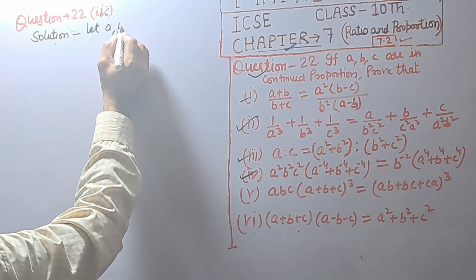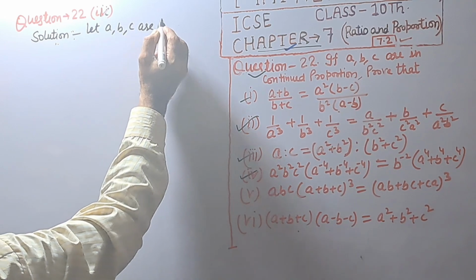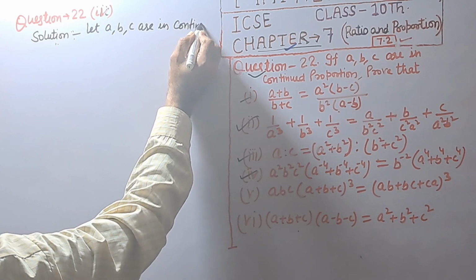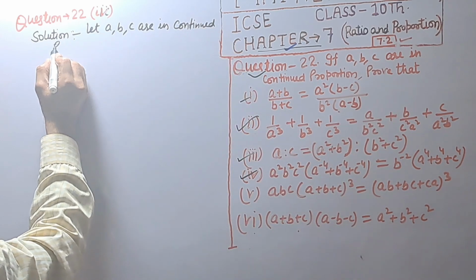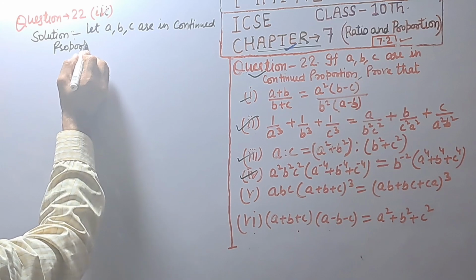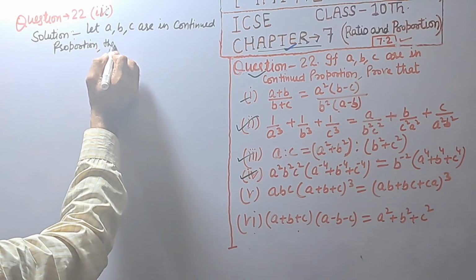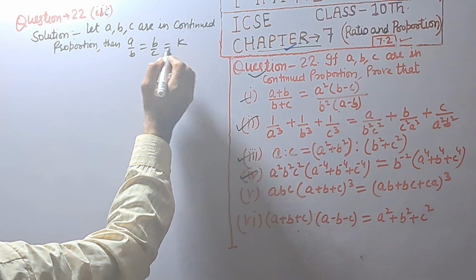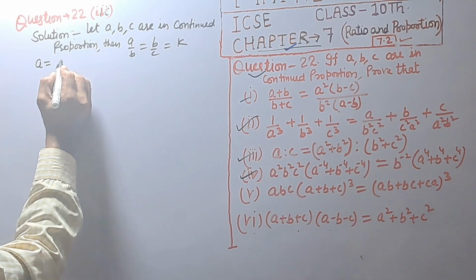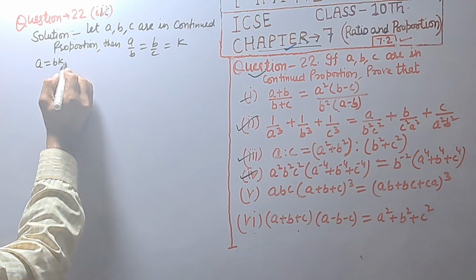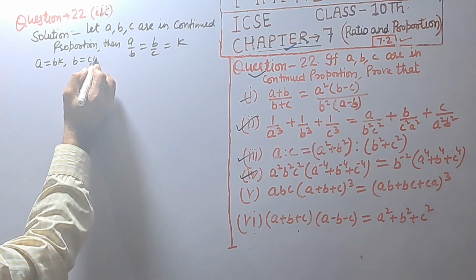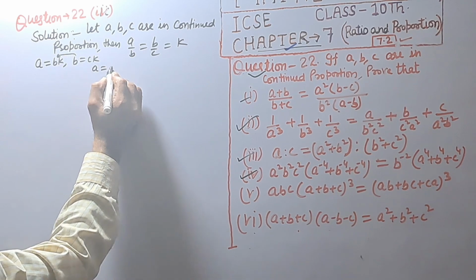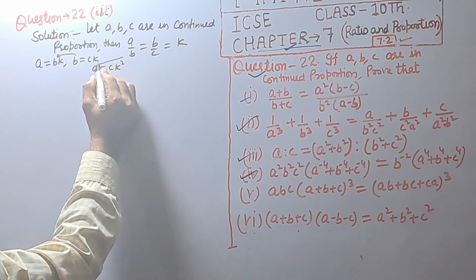Let a, b, c be in continued proportion, then a upon b equal to b upon c equal to k. a is equal to bk, b is equal to ck, and putting b in here, then a is equal to ck raised to power 2.